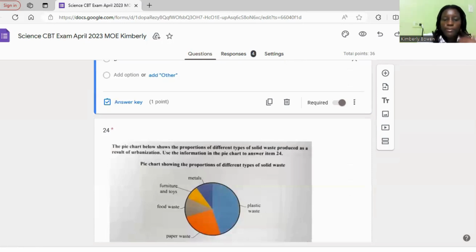Let's look at number 24. The pie chart below shows the proportion of different types of solid waste produced as a result of urbanization. Use the information in the pie chart to answer item 24. Pie chart showing the proportion of different types of solid waste.